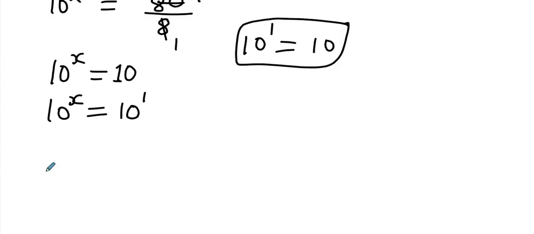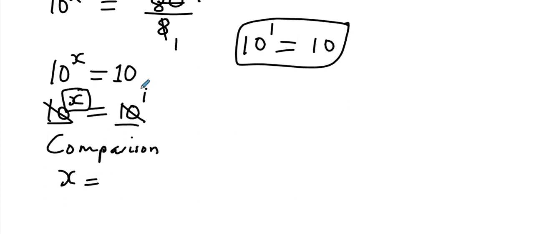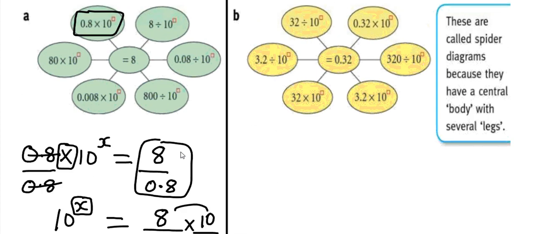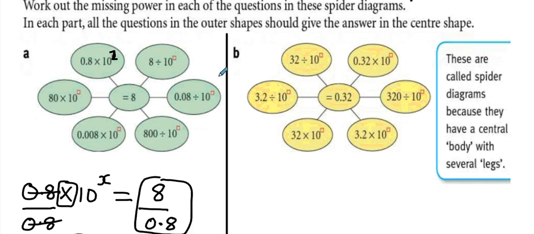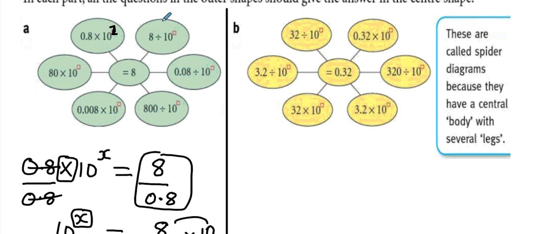So now, if we do a comparison, what do you see? 10 and 10, they are the same. So cancel this, 10 and 10. What is going to remain is x equals 1. Can you see that? So what does it mean? It means that here, the question is, work out the missing power. So the missing power here is 1. So you fill in here 1. I hope that helps. Now let me do this. See that? Let me do that.